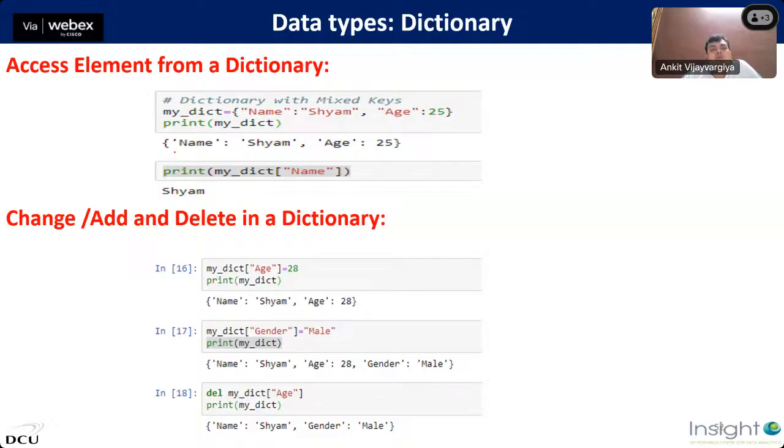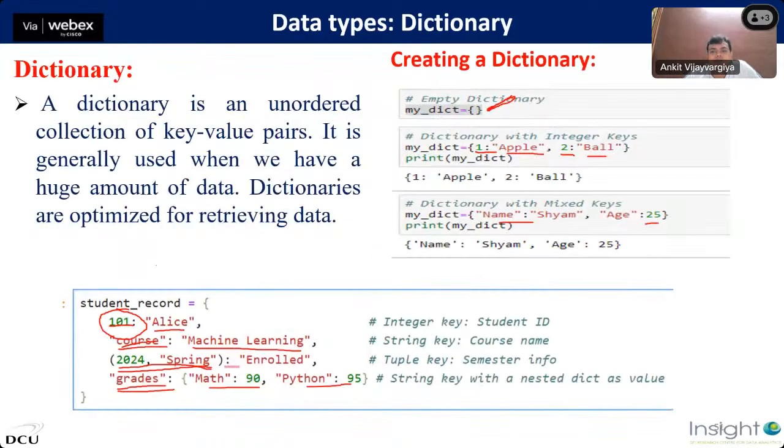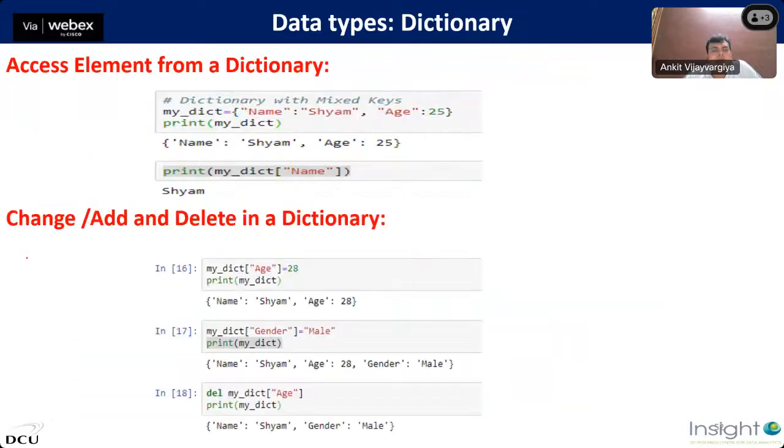If you want to access the name, here you can see name is the key, age is the key. So you can use this key and then you can access that data. If you want to access the name, then print my dictionary, this is the name of the dictionary, and then the name of the key basically. So you get the name.